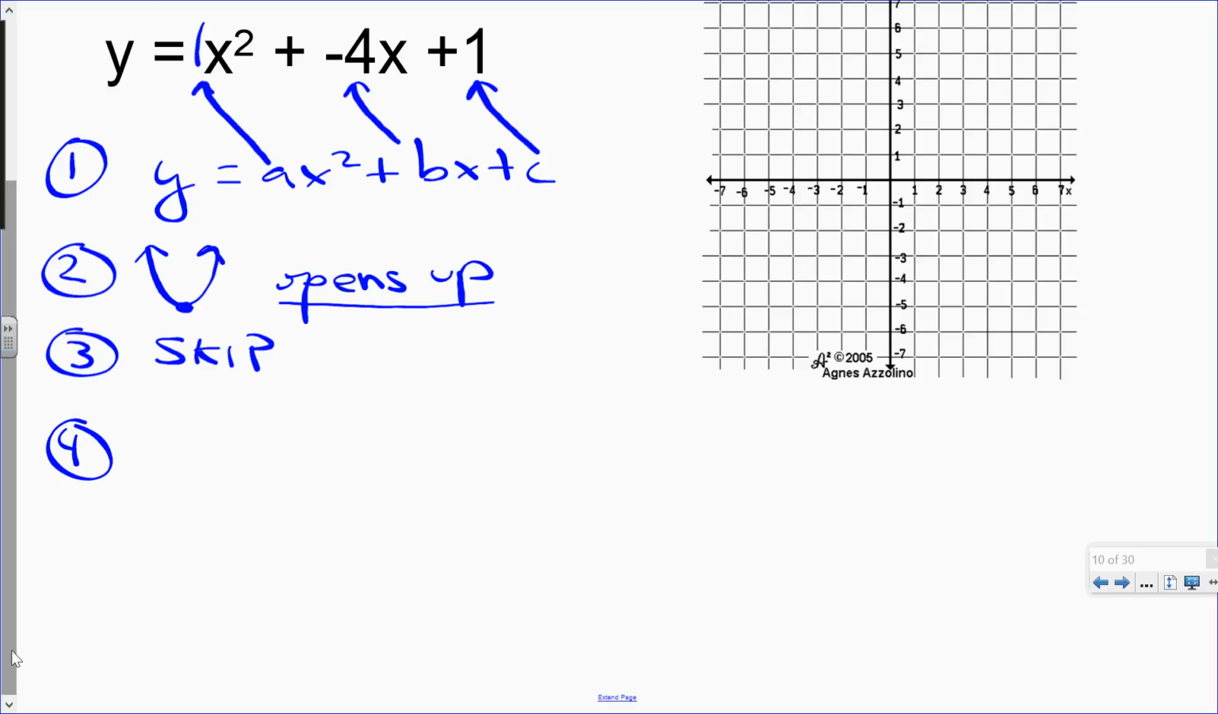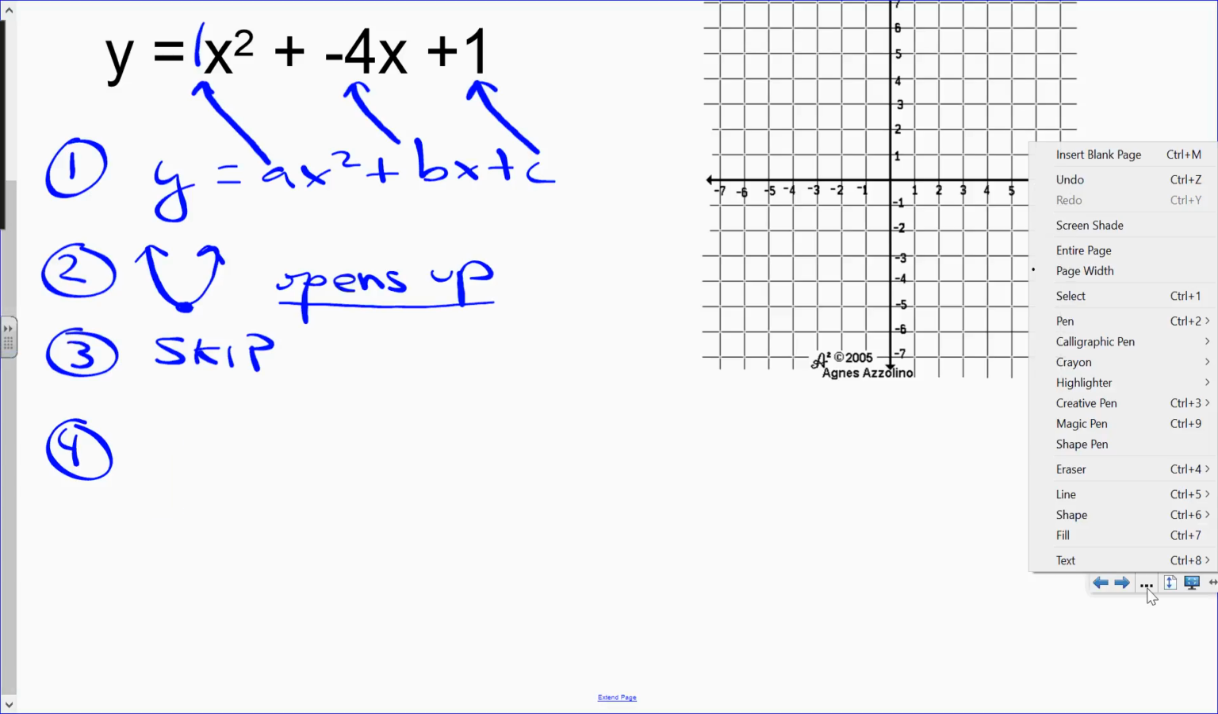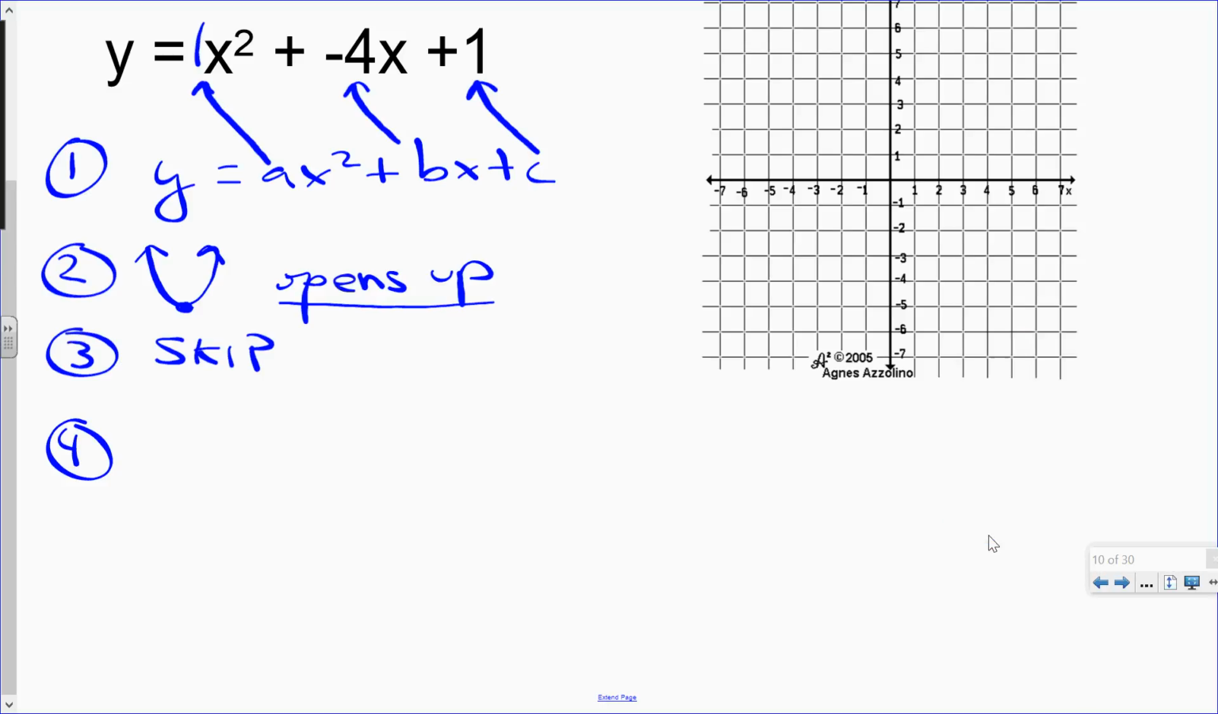So on step 4, write this with me. Again, remember, this is your note paper, not your graph paper. You're doing all these steps with me on your note paper. So step 4 is a vertex. Vertex is an x and y coordinate. But we have to find the x first, the x coordinate.